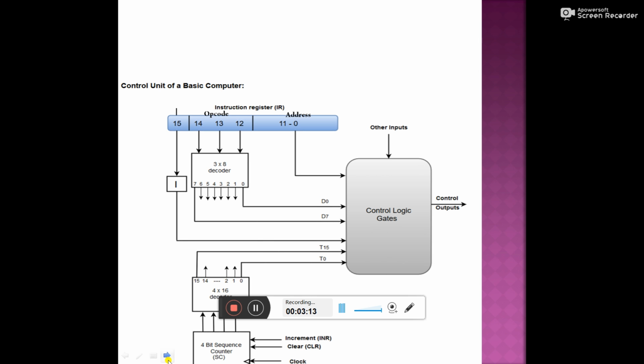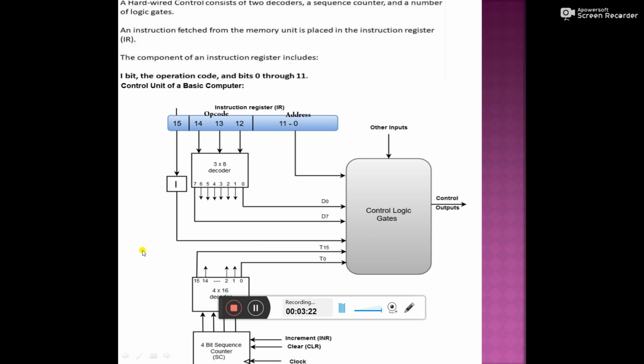This is the block diagram of the control unit of a basic computer. It is implemented by hardware organization. Here the hardware control consists of 2 decoders, a 3x8 decoder and a 4x16 decoder, one 4-bit sequence counter and a number of logic gates. An instruction fetched from the memory unit is placed in the instruction register. The components of the instruction register include address bits 0 to 11, opcode bits 12 to 14, and bit 15 is the I bit.